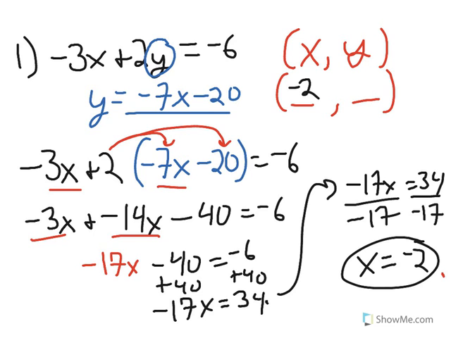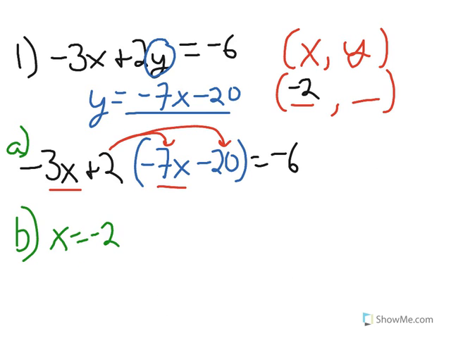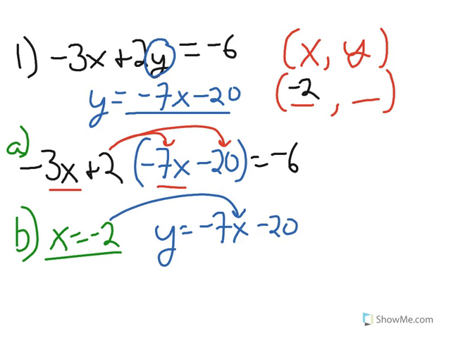All right, so now I need to solve for y. So I'm going to erase some of this. We're going to come back. All right, so for step A, I plugged in to solve for x. Now I know that x equals negative 2, so I'm going to plug it in to my blue equation. I know that y equals negative 7 times x minus 20. So I'm going to plug x in here to find out what my y equals.